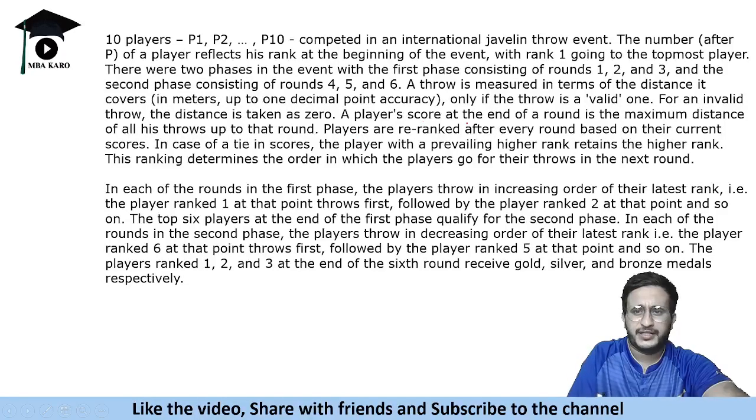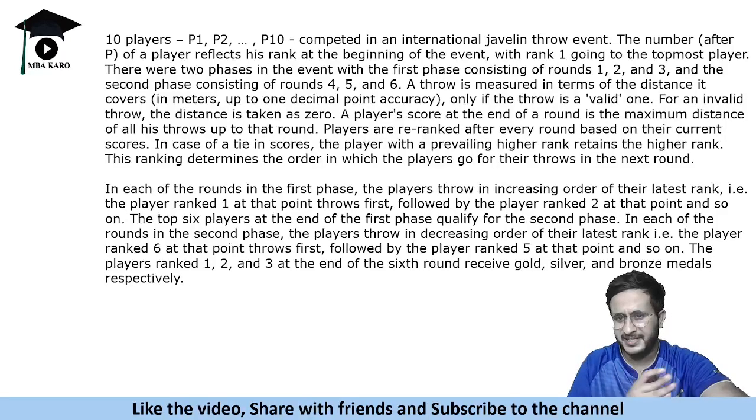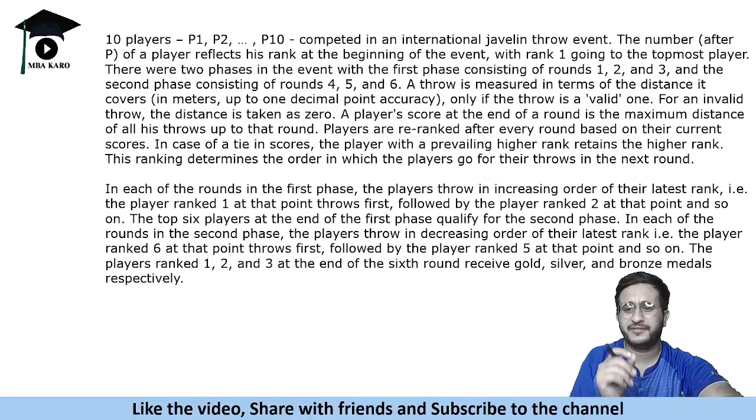A player's score at the end of a round is the maximum distance of all his throws up to that round. So let us say a person has thrown 85 meters, then 83 meters, then 82 meters. His score will be considered 85. Whatever the maximum distance the player has thrown thus far, that will be considered his score up to that round.